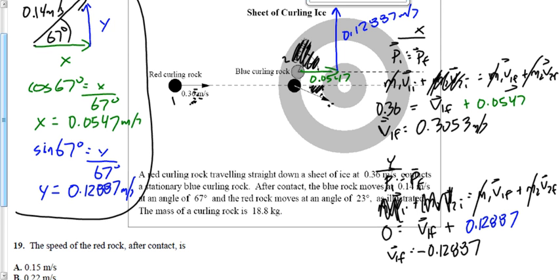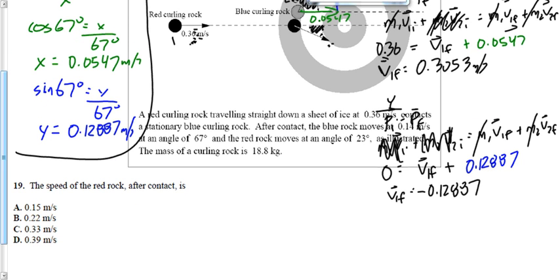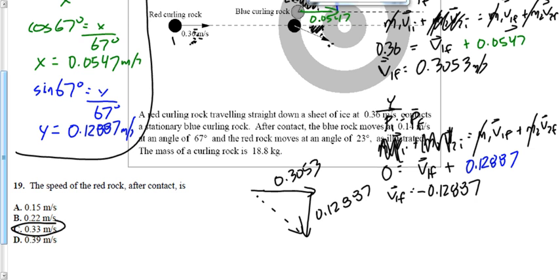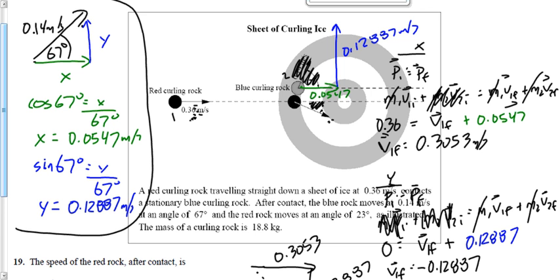Look at this. We've got X and Y now. Now it's easy. Now it's physics 20 stuff. All we got to do now is say, I got 0.3053. I got 0.12887. Let's find the hypotenuse. And we're going to do that by the Pythagorean theorem, and when I do, I end up getting C, 0.33. Does this all of a sudden seem easier than yesterday? I hope so.